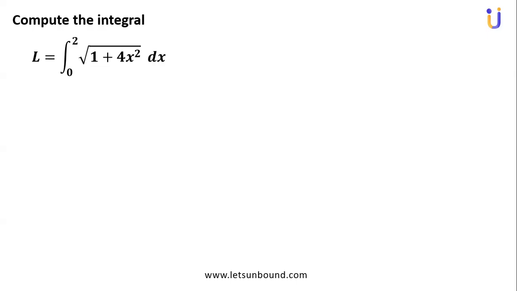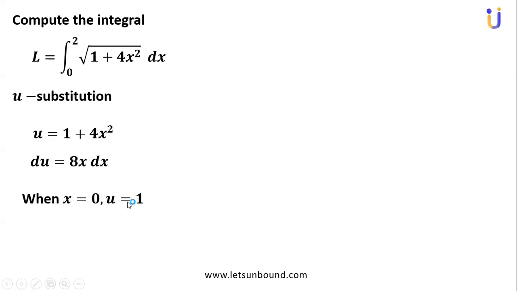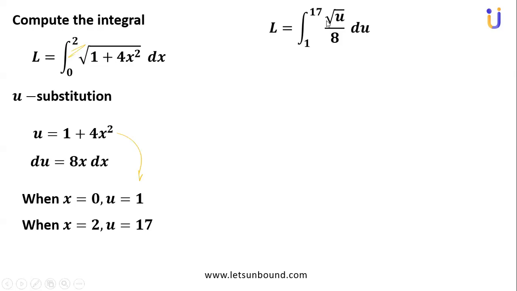Okay, in this case, we need to use u substitution because of the square root, right? So u substitution, and my u is 1 plus 4x square. When you differentiate it, du is 8x dx. And let's plug in. When x is 0, and make sure you're changing the bounds also, when x is 0, u is 1. Just plugging in here. When x is 2, u will be 17. So L is the integral from 1 to 17 of root u by 8 du. And root u by 8 du is what we have.